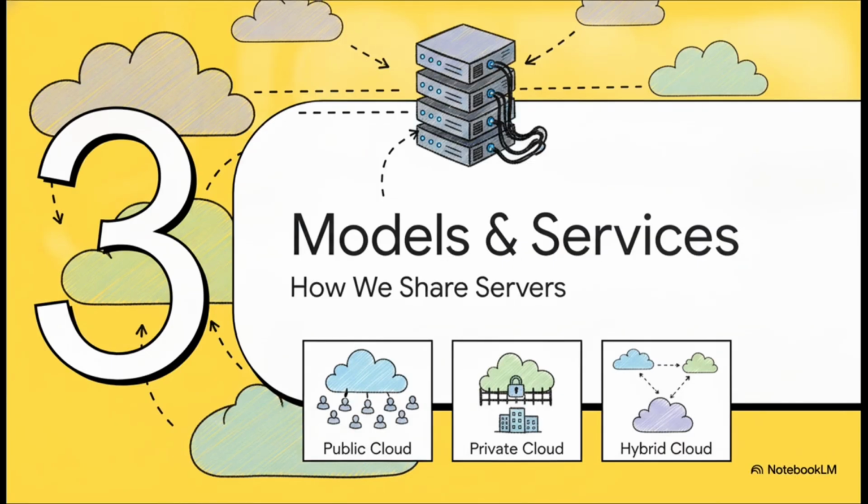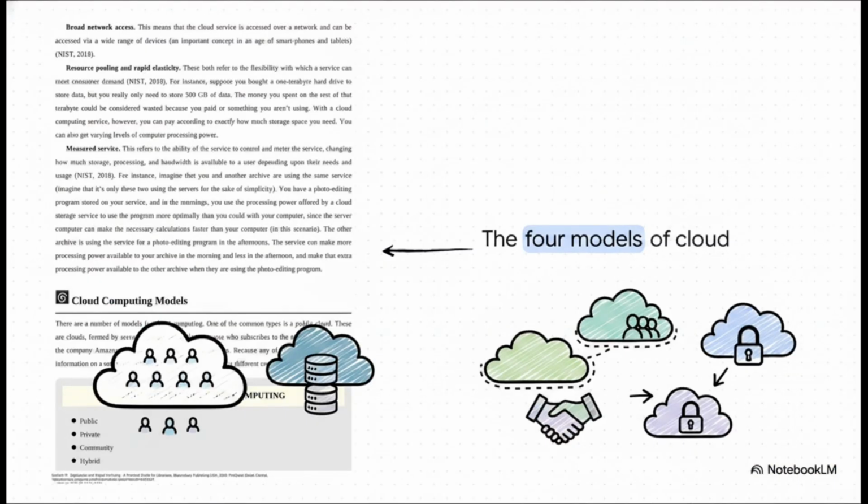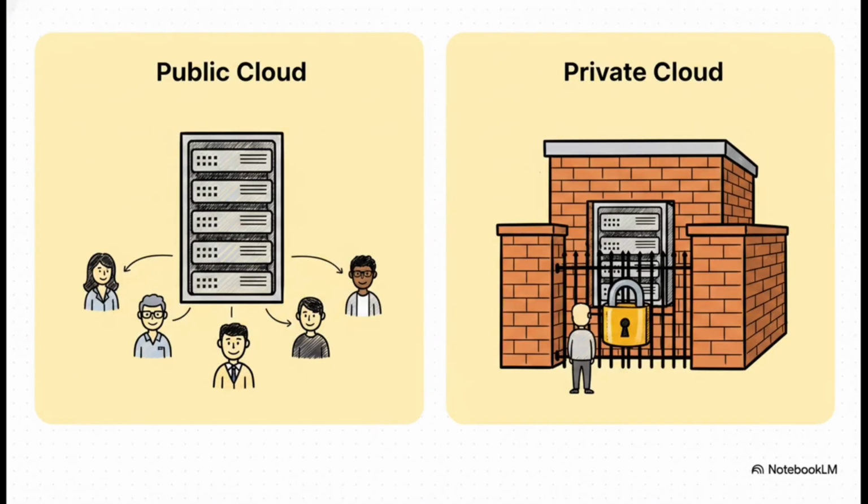Okay, on to Section 3, Cloud Models and Services, How We Share Servers. There absolutely isn't a one-size-fits-all approach here. As information professionals, we have 4 primary models to choose from, totally depending on our organization's specific security and collaboration needs. Those are public, private, community, and hybrid. A public cloud, like Amazon Web Services, is formed by servers available to anyone who subscribes. It's incredibly cost-effective, but you are sharing hardware with total strangers.